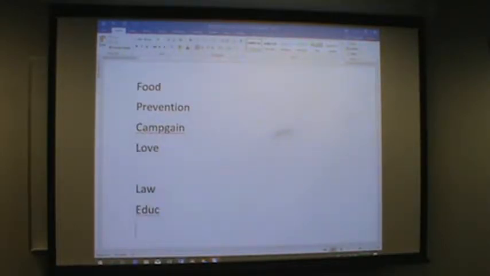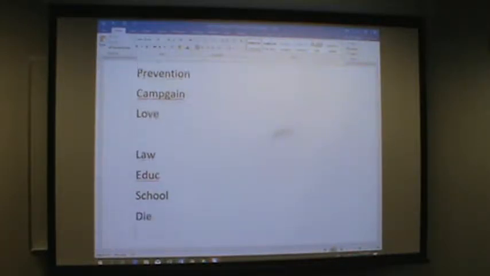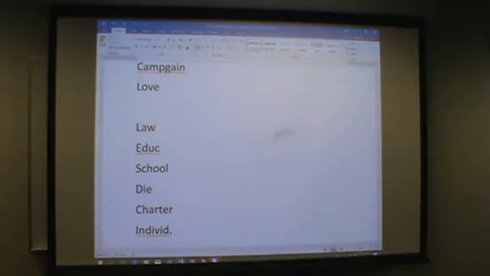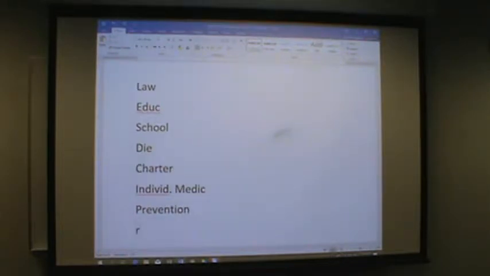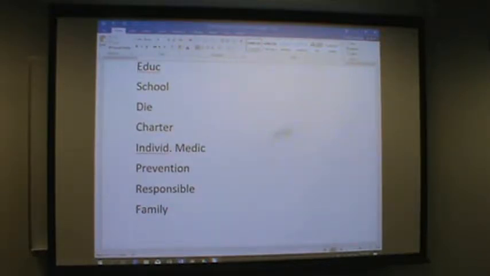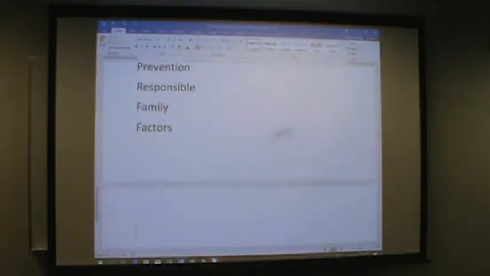Education. Okay, come on. School. Children. People. Individual. Medicine. Prevention. Oh, okay. Prevention. Responsible. Okay, here we go. Factors. Family. What else? Doctors? Factors. Okay.